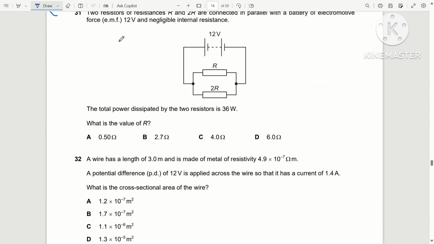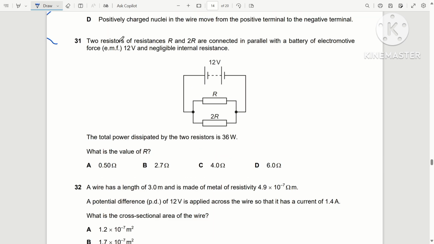31st. Two resistors of resistances R and 2R are connected in parallel with a battery of 12 volt, negligible internal resistance. Power dissipated is 36. What is the value of R? Now we know that power dissipated is given by the formula P is equal to V square upon R. Now in this question V is given as 12. So power P is given as 36. So 36 is equal to 12 square, that is 144, divided by resistance R.